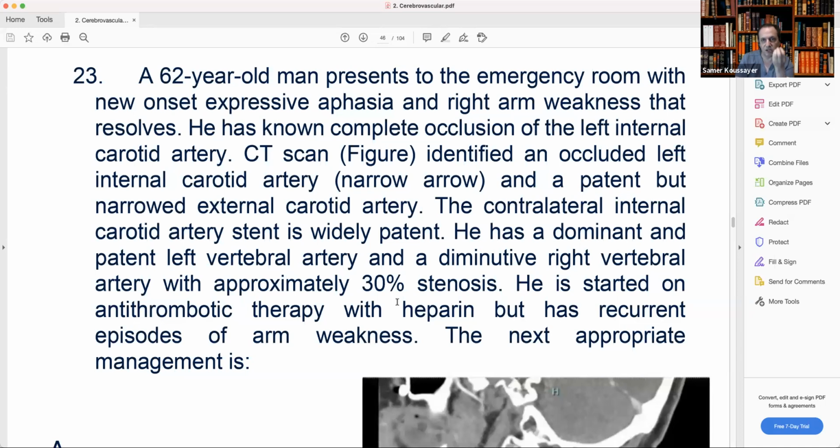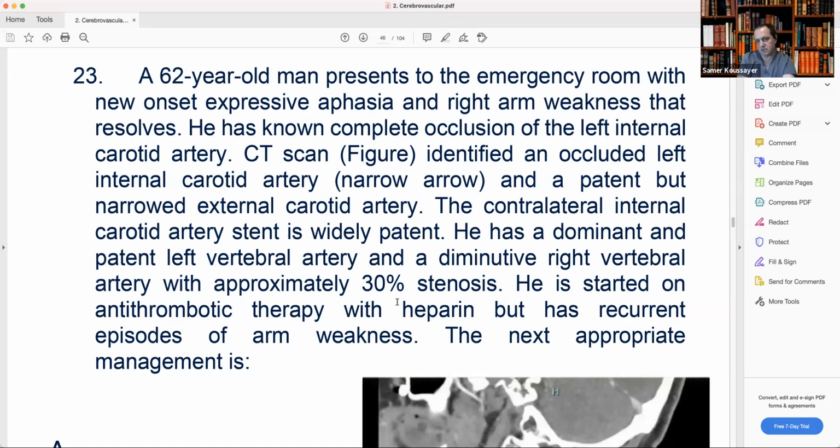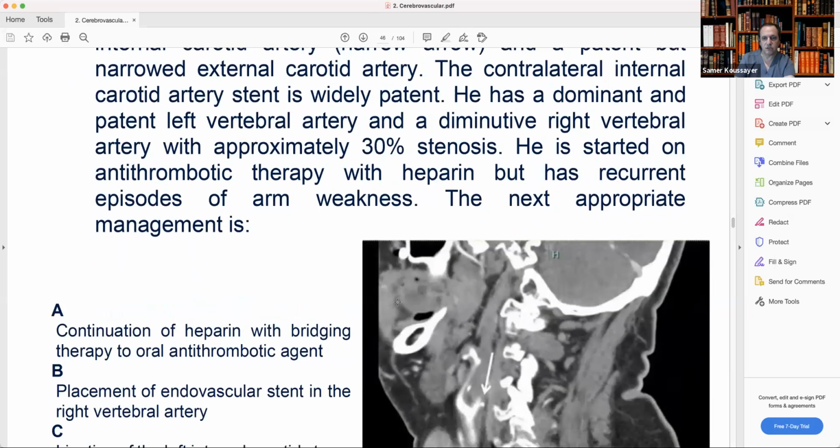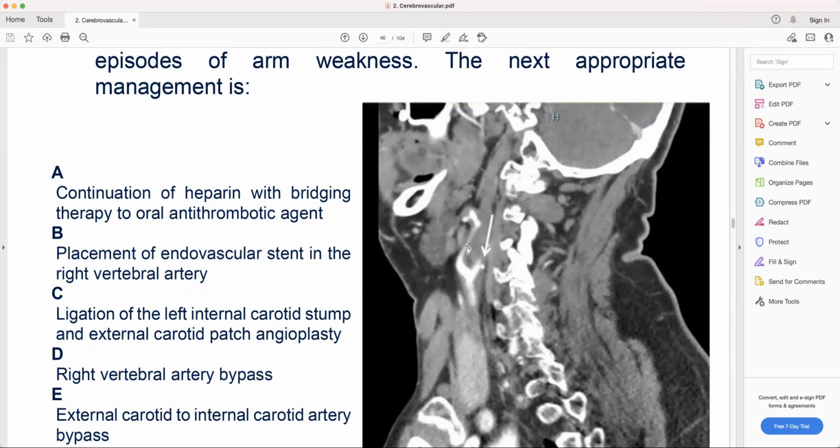even though the internal carotid artery is still occluded. Let me ask a question. If the internal carotid artery is occluded, correct? Let me show a picture, sorry. We didn't see the picture here. This is the internal, and this is the external, okay? And this is an occlusion.